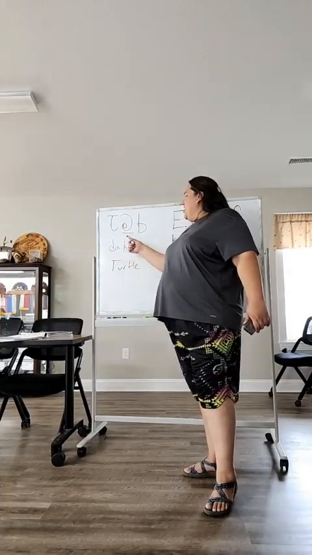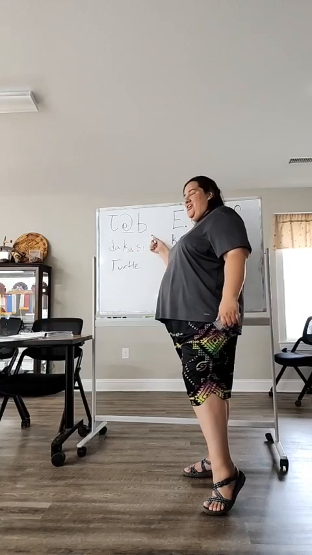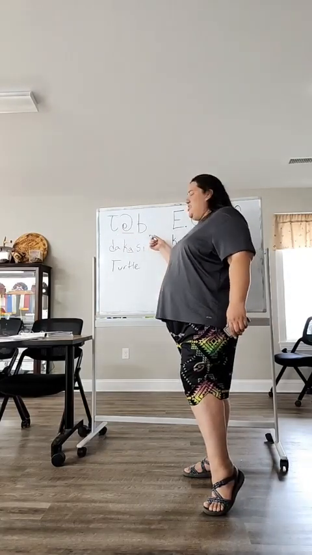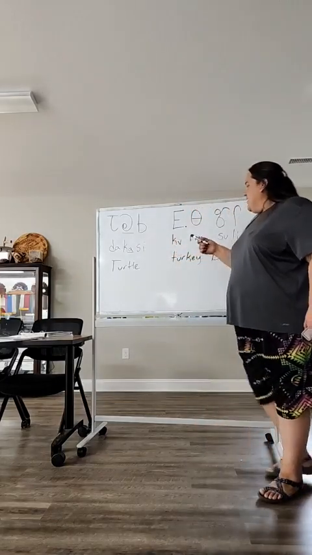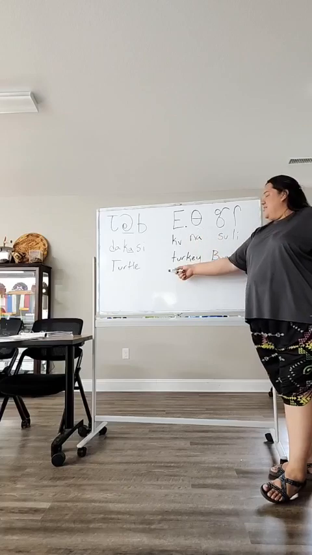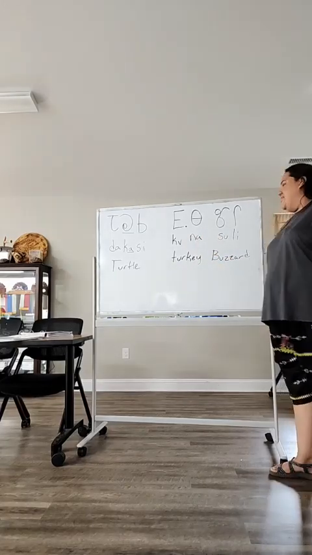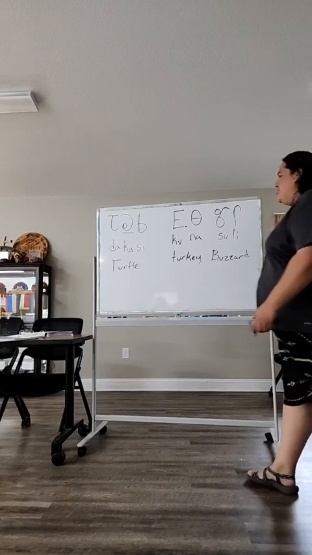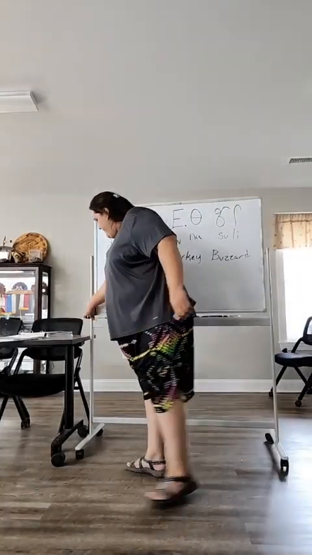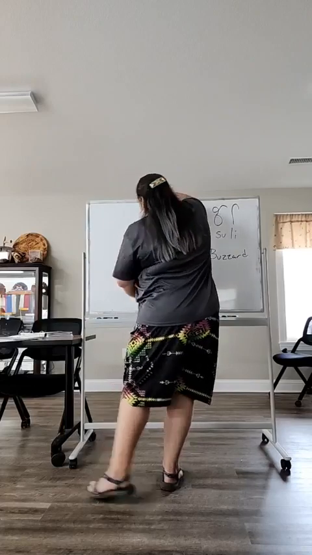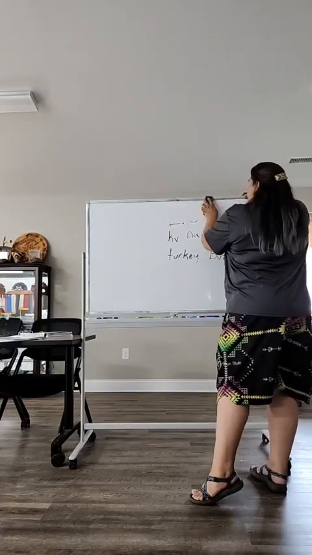So dock, right? Dock sheep. Turtle. Yep. Dock sheep. Okay, next. Kana. Turkey. And then shoe buzzard. Okay, everybody got it? My board keeps sliding. Okay.